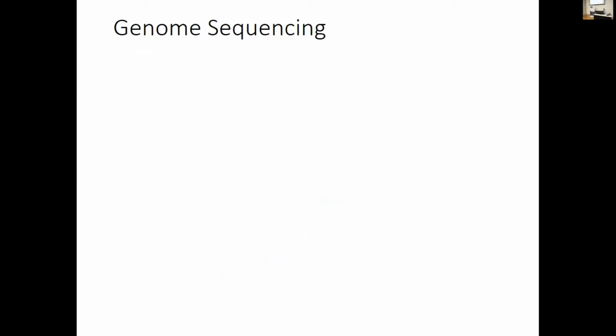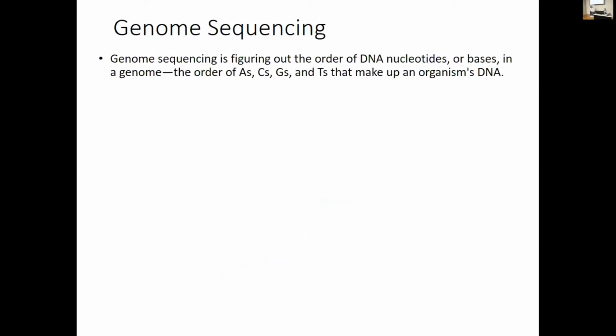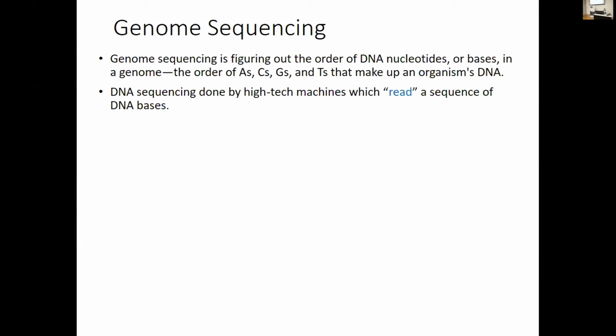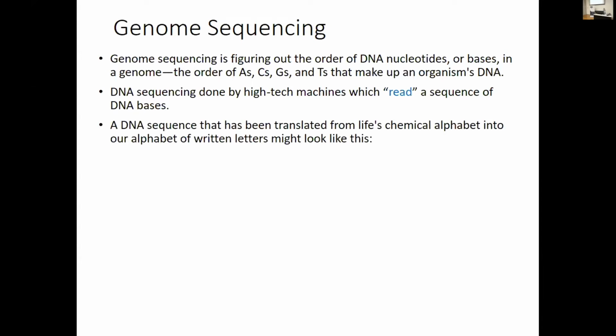So what is genome sequencing? In simple words, genome sequencing is reading out and figuring out the order of DNA nucleotides or bases on the genome, which means we would like to see the order of As, Cs, Gs, and Ts. DNA sequencing is done by very high-tech machines called high-performance technologies or next-generation sequencing technologies, which I'm going to briefly talk about, which basically read a sequence of DNA bases.